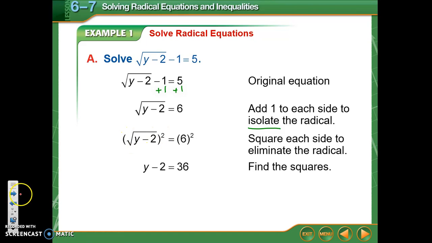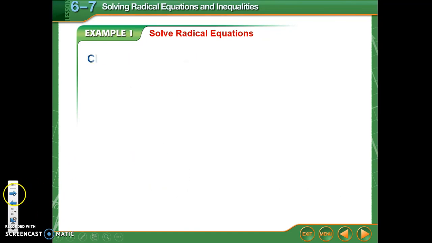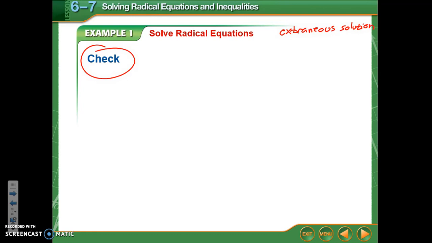Then I'm going to square both sides because squaring will undo a square root. And I get y minus 2 equals 36. Then I add 2 to both sides. And I get y equals 38. Now we always have to check. Why? Because sometimes, because we're getting rid of radicals, we might get something called an extraneous solution. So sometimes, even though I got x equals something or y equals something, when I check it, it does not work. So you always have to check radical equations.